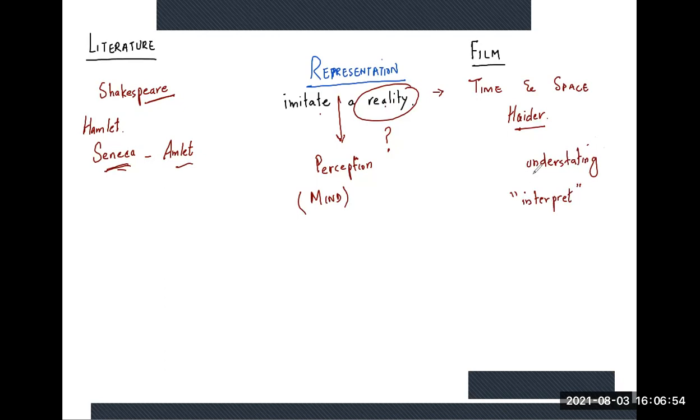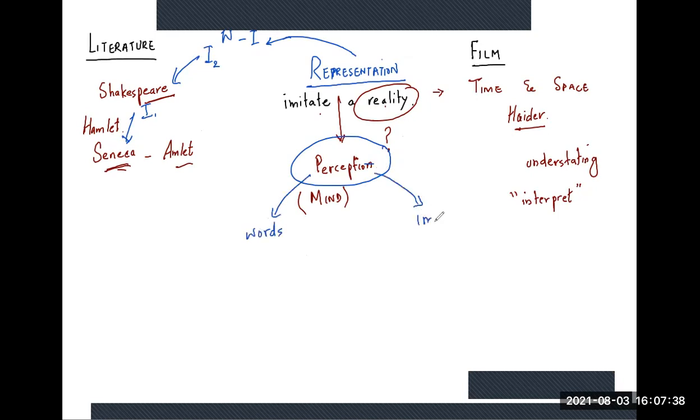So before you came to interpret HAIDER, Shakespeare went and started interpreting Seneca. Okay, interpretation one. And before you started interpreting HAIDER, Vishal Bhardwaj went and started interpreting Shakespeare. Means it's a second interpretation. And after Vishal Bhardwaj converted words into an image, it becomes another representation. And because of the change in representation, interpretation changes because perception changes. Perceiving words is different from perceiving images.